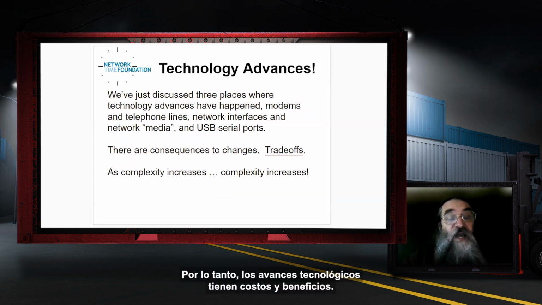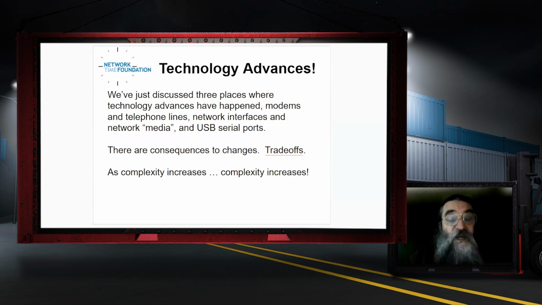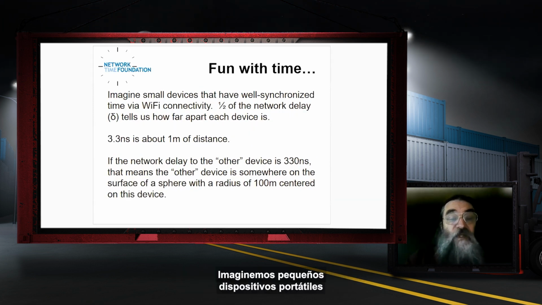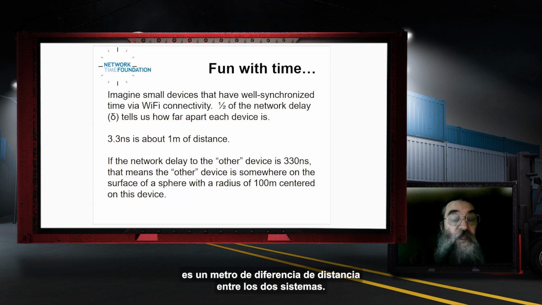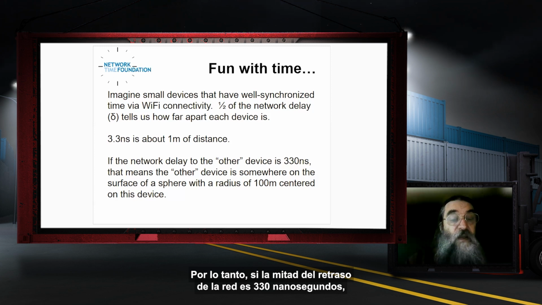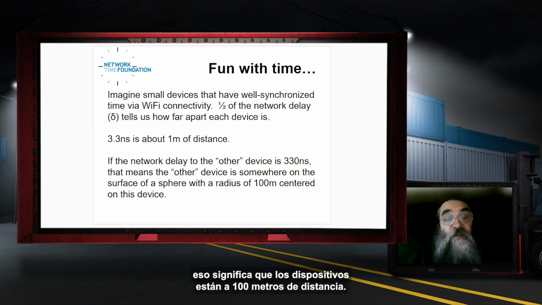So technology advancements come with costs and benefits. There are consequences and trade-offs. Imagine small portable devices that have well-synchronized time over Wi-Fi. Half of the network delay tells us the one-way distance between the two systems. A delay of 3.3 nanoseconds is 1 meter of distance in difference between the two systems. So if half of the network delay is 330 nanoseconds, that means the devices are 100 meters apart.